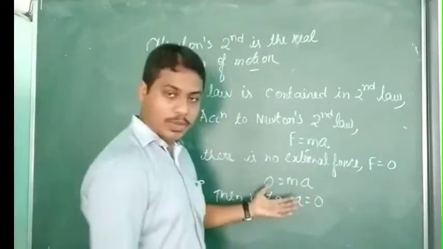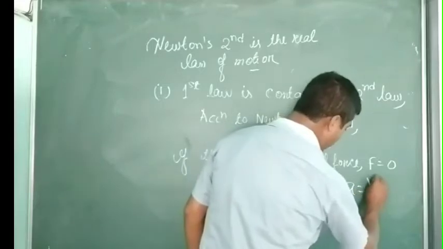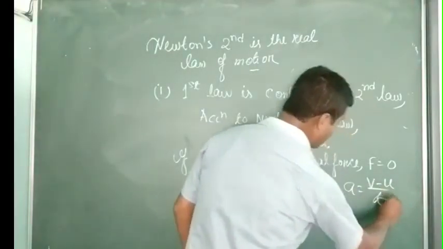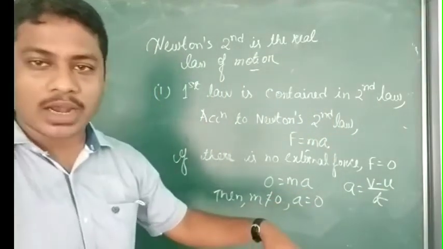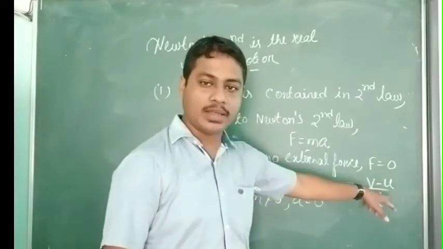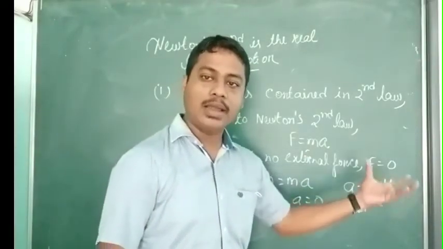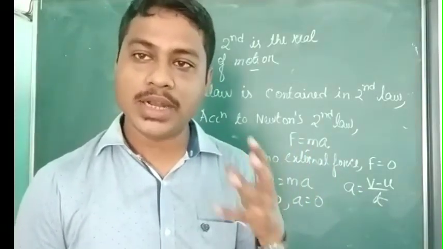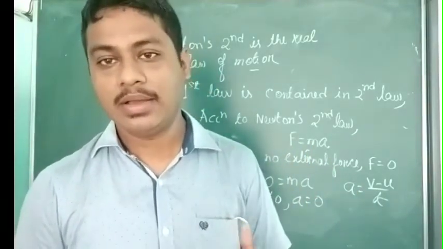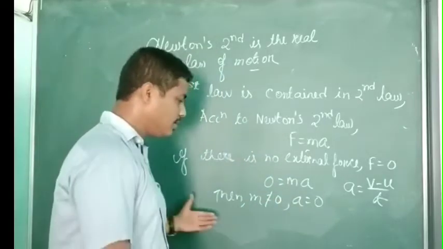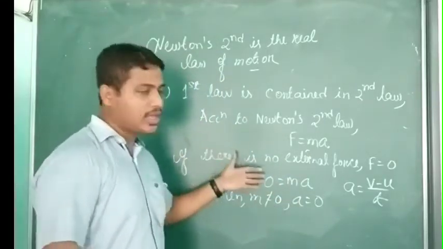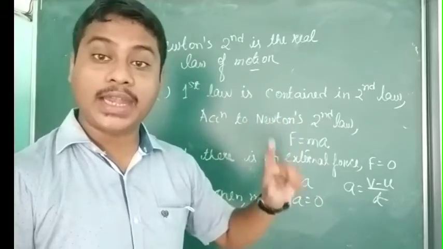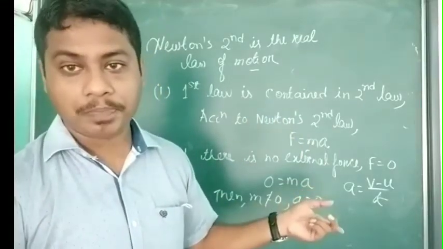Because the acceleration formula is (v minus u) by t, if your body moves with uniform velocity, then v and u will be the same. So what will happen? Your acceleration value will be 0. So this is regarding the statement of the law of inertia. Hence we have proved that Newton's first law is contained in the second law.